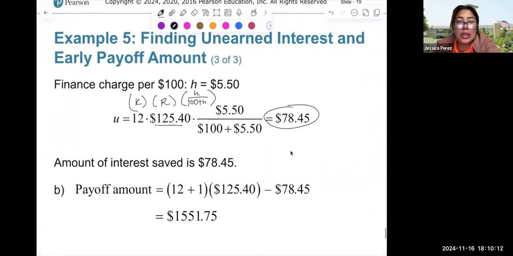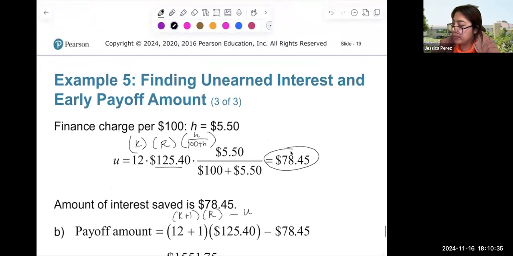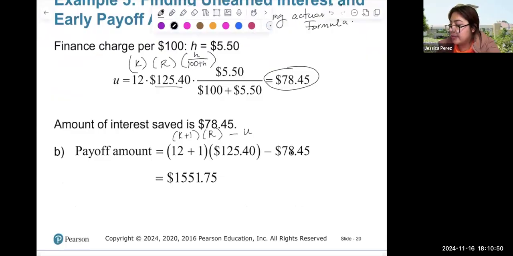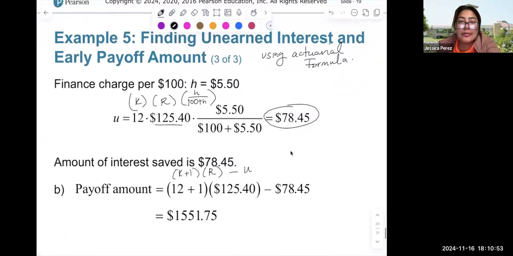Now, when you are doing the amount of interest that was saved, this was K plus 1 times R minus U, the interest. So K plus 1 is 12 plus 1 times R minus what you just found on top. Using, again, the actuarial formula. And we got 1,551.75. And that terminates this section.